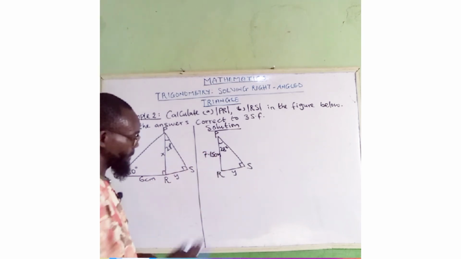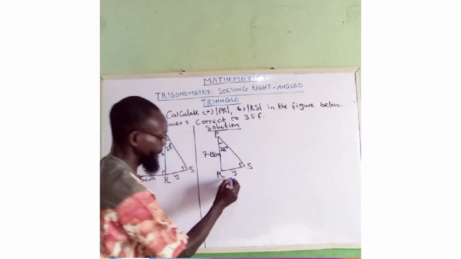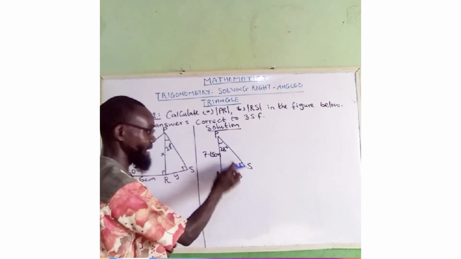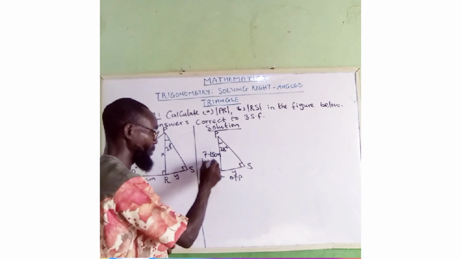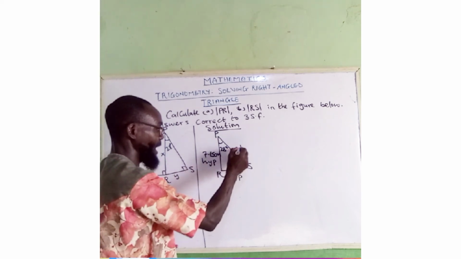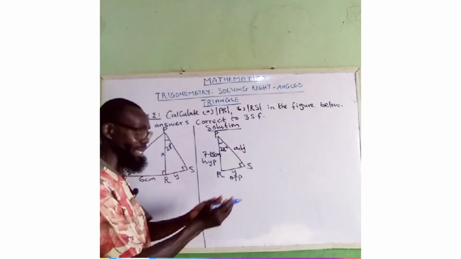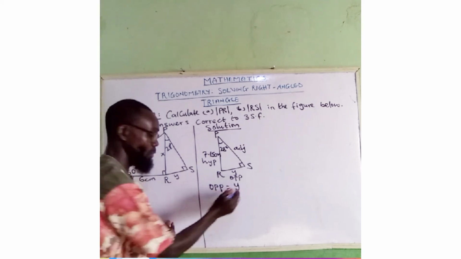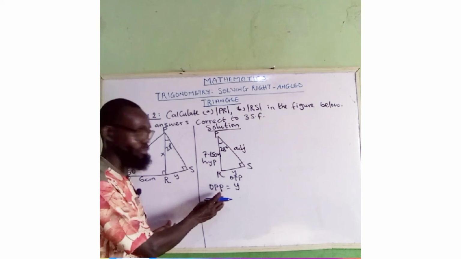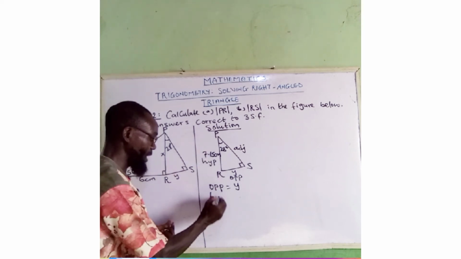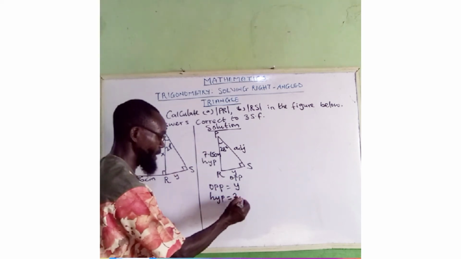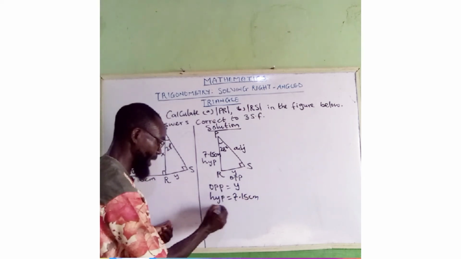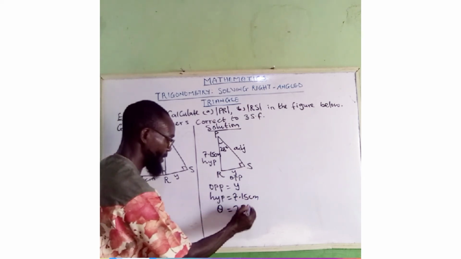Now let us rename. So this is our angle. This is our opposite, the side facing the angle. This is our base 90. The side facing base 90 is our hypotenuse. Then this is our adjacent. So from here, let us write our parameters. Opposite equals y, which is unknown. That is what we are looking for. Then our hypotenuse equals 7.15 centimeters. Then our angle theta equals 28 degrees.